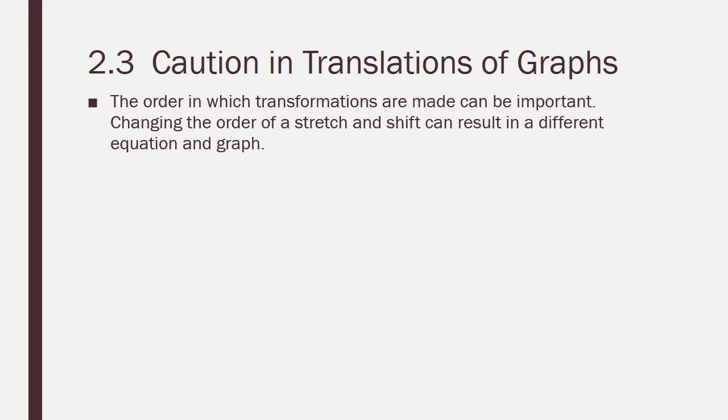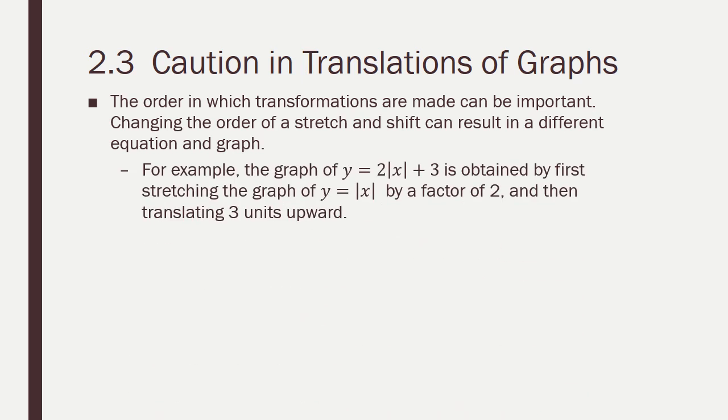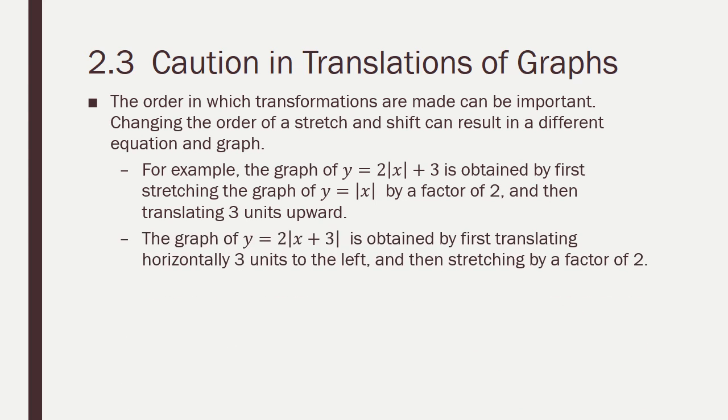Here's a little bit more about the importance of order in translating graphs. It says the order is important, and changing the order of a stretch and shift can result in a different equation and graph. For example, the graph of y equals 2 times the absolute value of x, plus 3 is obtained by first stretching the graph by a factor of 2 and then moving it 3 up. However, if you put the x plus 3 in the absolute value, then what you have to do is move it first and then stretch it.